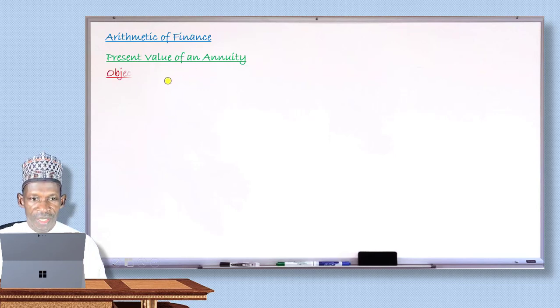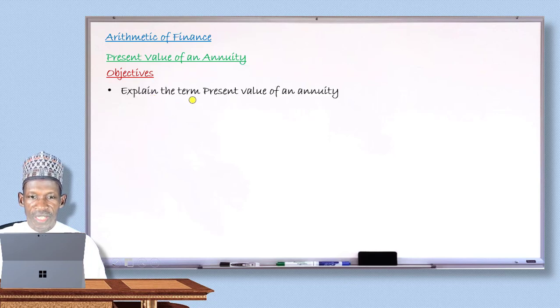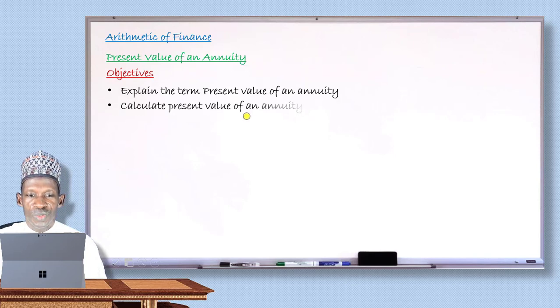So let's begin. After completing this lesson today, my dear student will be able to, number one, explain the term present value of an annuity. Number two, also be able to calculate the present value of an annuity. These are the two things I hope my dear student will be able to do after completing this lesson today.